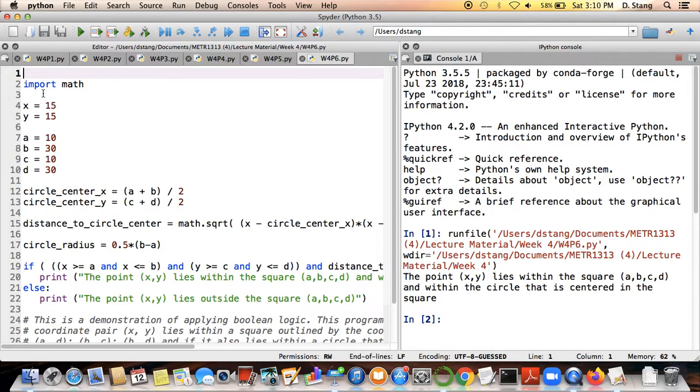And again, this is just one of many potential applications of Boolean logic. We will discover many more applications as we progress through the semester, but this is just a first look at something that is relatively easy to explain because it's geometry related, which is really easy to represent visually. But that's going to do it for the week 4 unit.